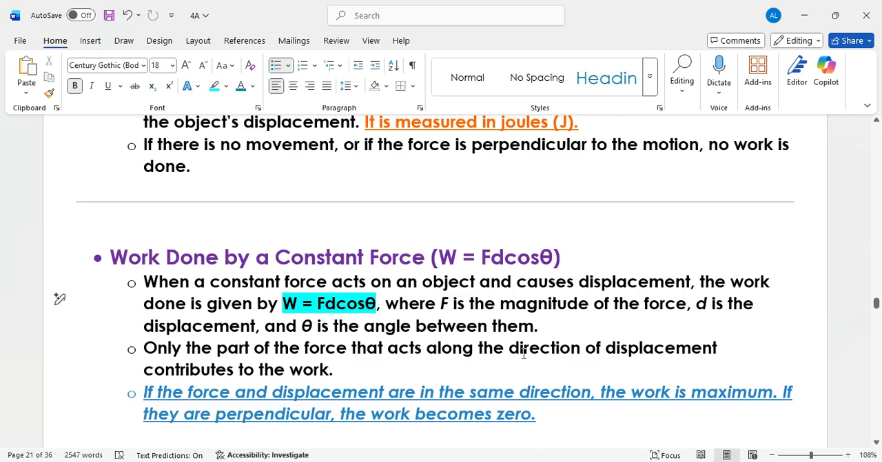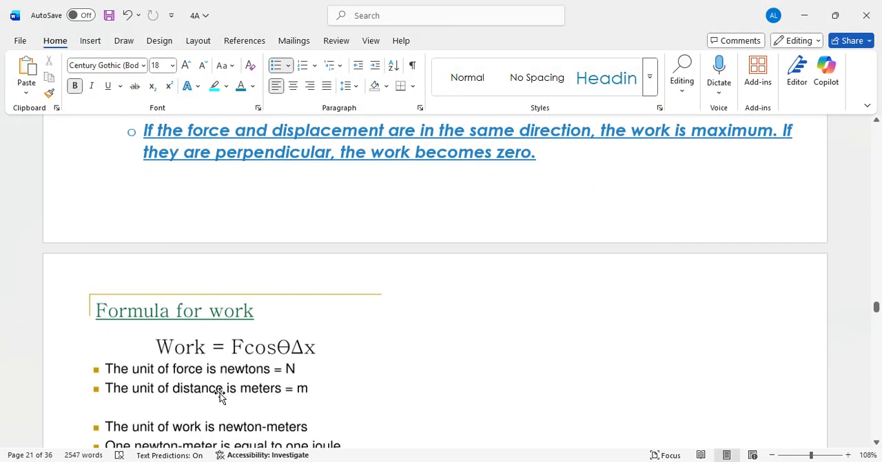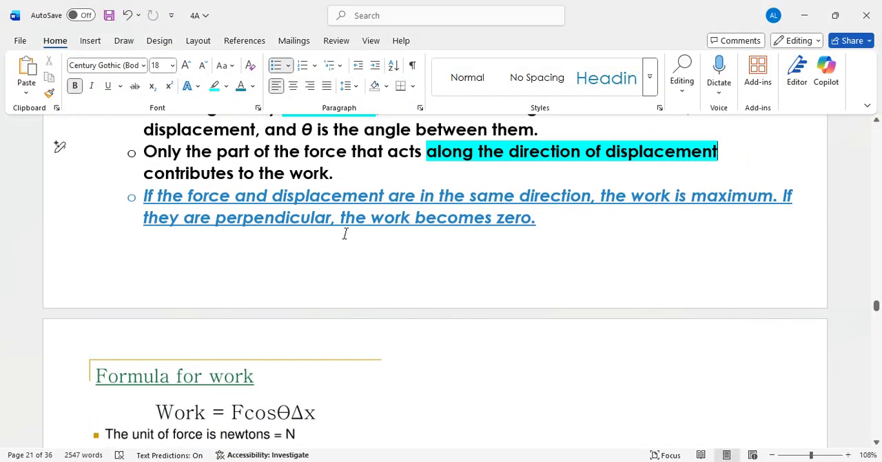Only the part of the force that acts along the direction of displacement contributes to work. It's not perpendicular. If the force and displacement are in the same direction, the work is maximum. If they are perpendicular, the work becomes zero.